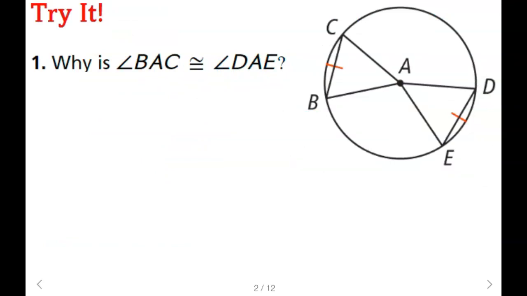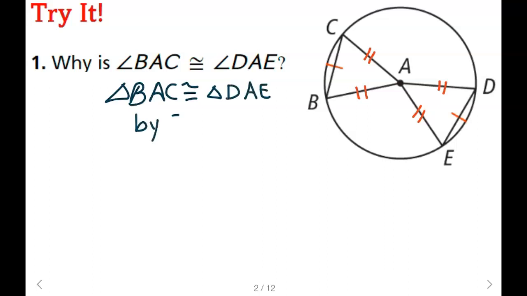All right, you can pause the video and try this one. Similar to the last one, we can say all the radii are congruent. So now what we have is these two triangles are congruent by side, side, side. So we can say triangle BAC is congruent to triangle DAE by side, side, side.